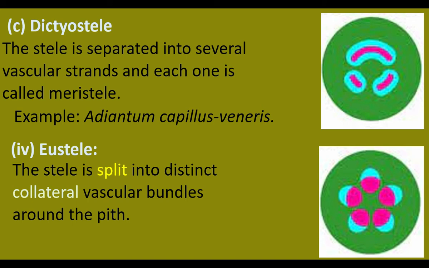This is eustele. Here in this picture, there are 5 vascular bundles. Each bundle is a collateral vascular bundle. Here the red color xylem forms the central part, phloem forms the outer part. Xylem and phloem are arranged side by side. So this is collateral vascular bundle. These collateral vascular bundles are found around the pith. Because of the splitting of stele, the vascular bundles are formed. This is eustele. Found in dicot stem, that we studied in 10th standard.